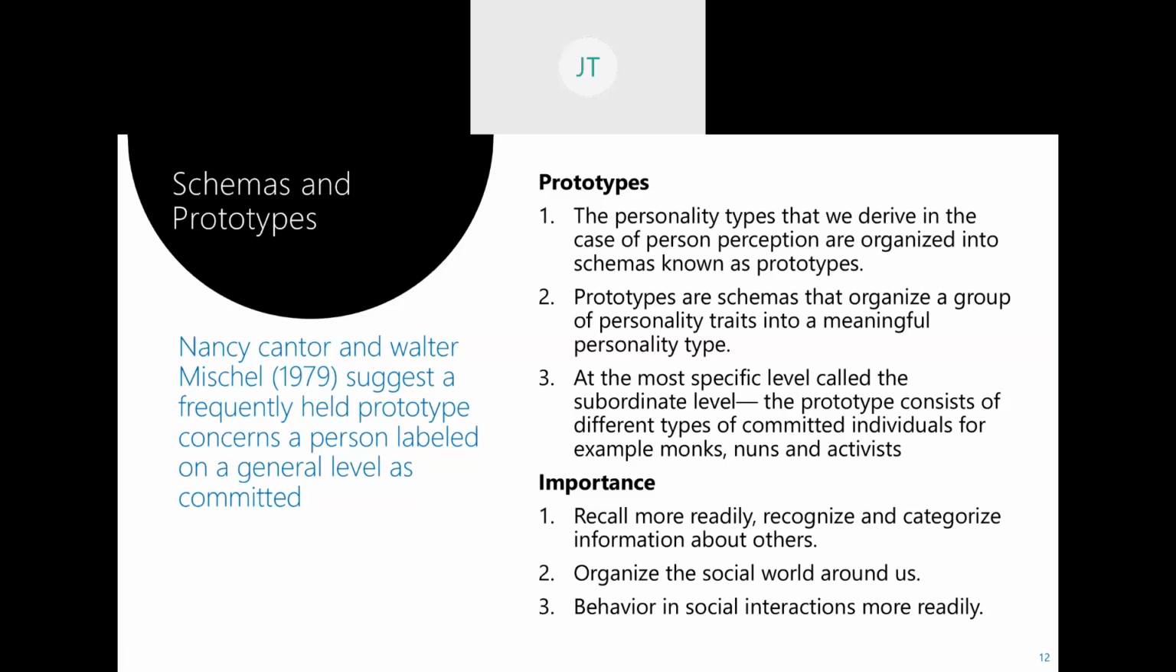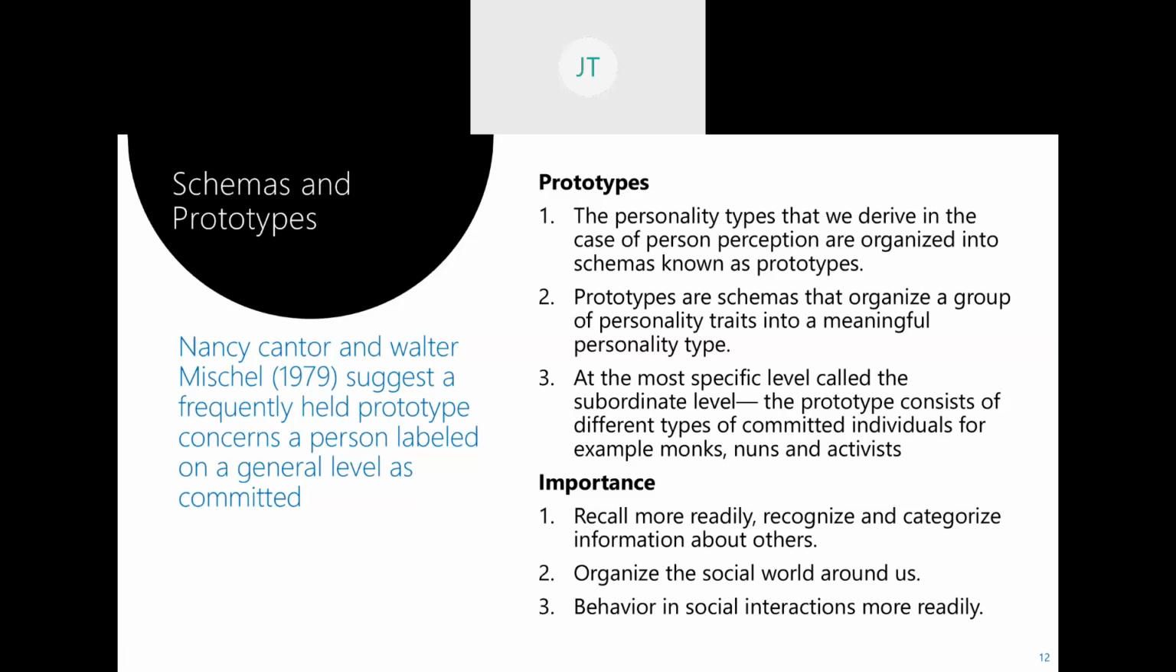The bigger importance of having a prototype is that we can recall more readily, and organize and categorize information about others. So we can organize the social world around us and our behavior in social interactions more readily. For example, if we are around monks and nuns, we would behave a little differently. We can still be what we are, but in that group we might end up acting a little differently. If we are with activists, it's a little different. It already helps us recall what situation I am in, what surroundings I am in, what prototypes of people I am with now, and which means what my behavior should be.